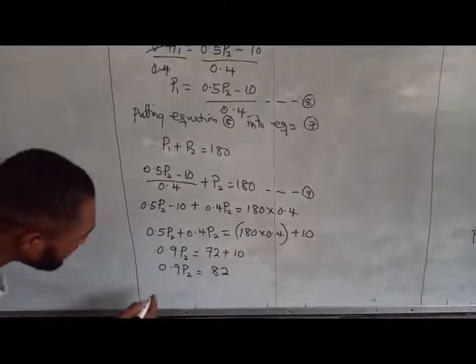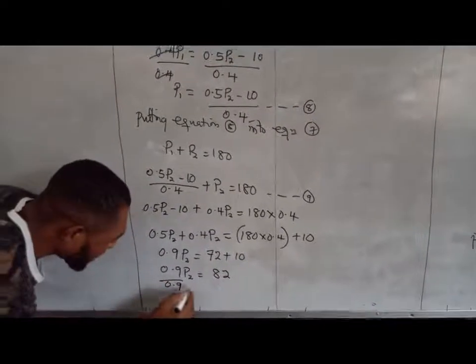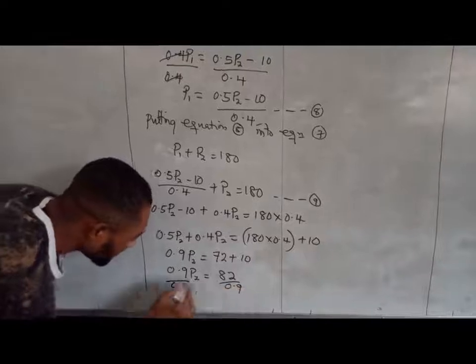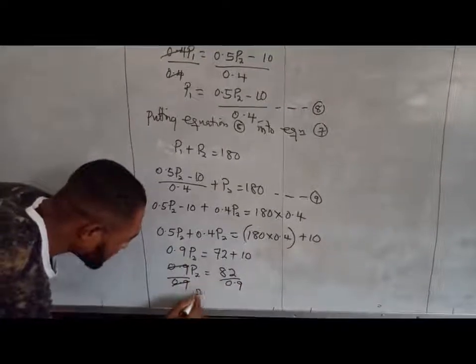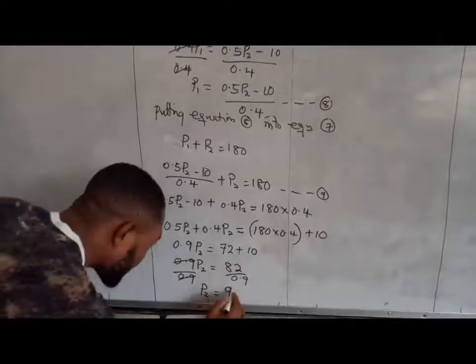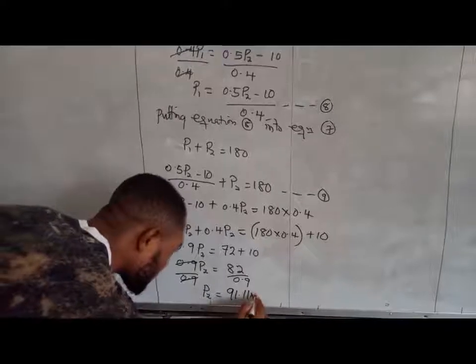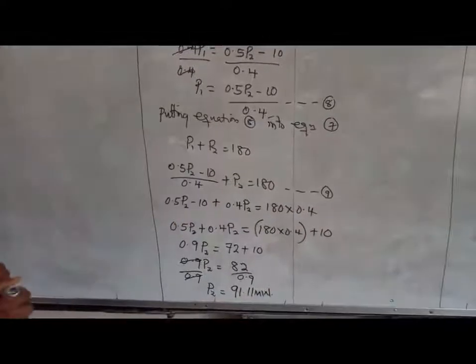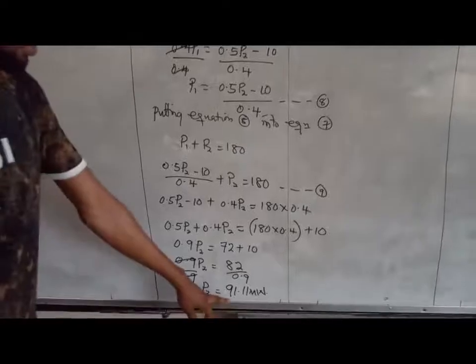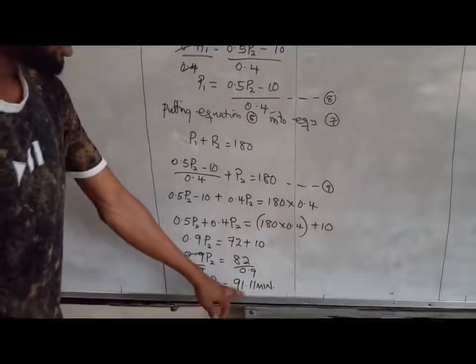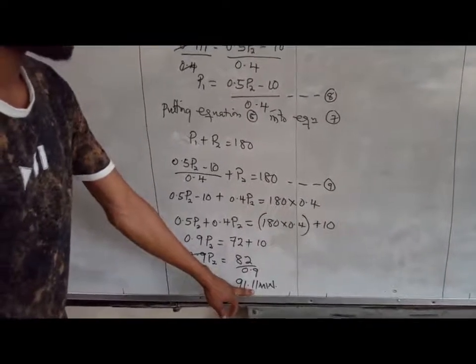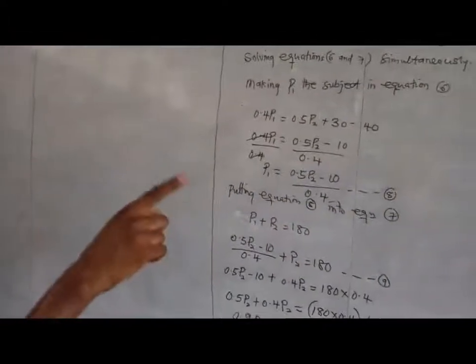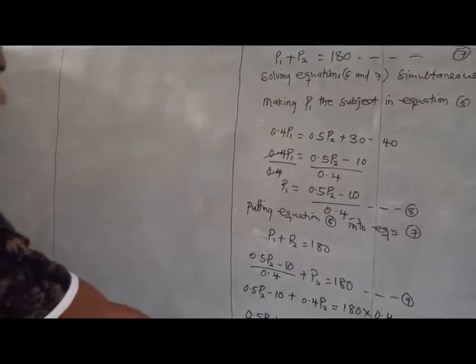Now I can get my P2 here by dividing both sides by 0.9. This will give us 91.1 megawatts. So the power generated by plant 2 is now 91.1 megawatts. So let's see how much power will also be generated by plant 1, so that if we merge with plant 2 at the bus bar, we'll be able to meet the demand.